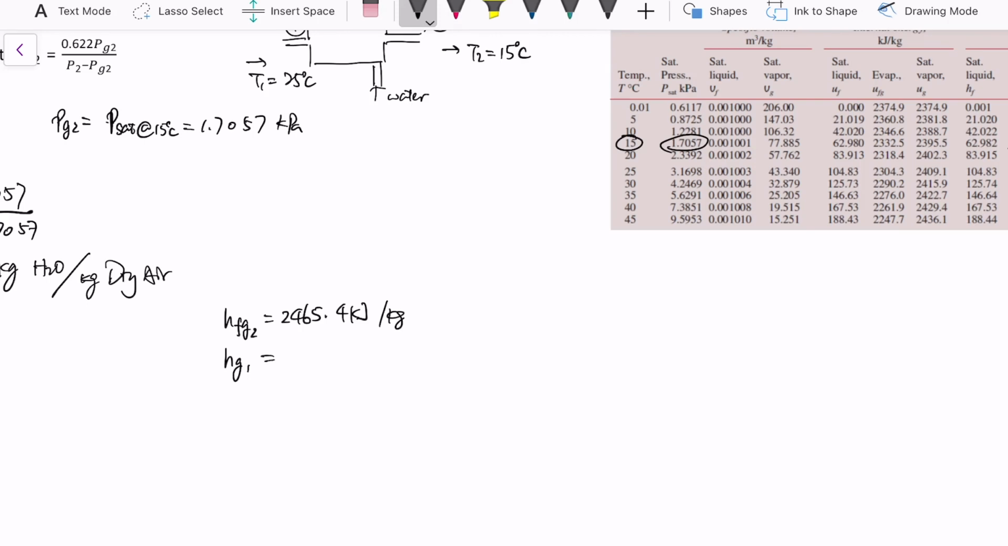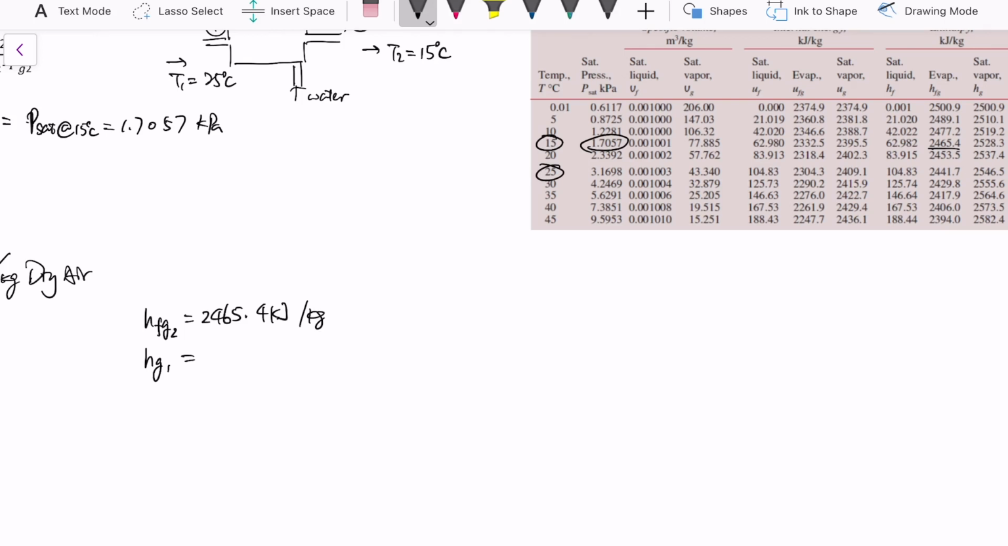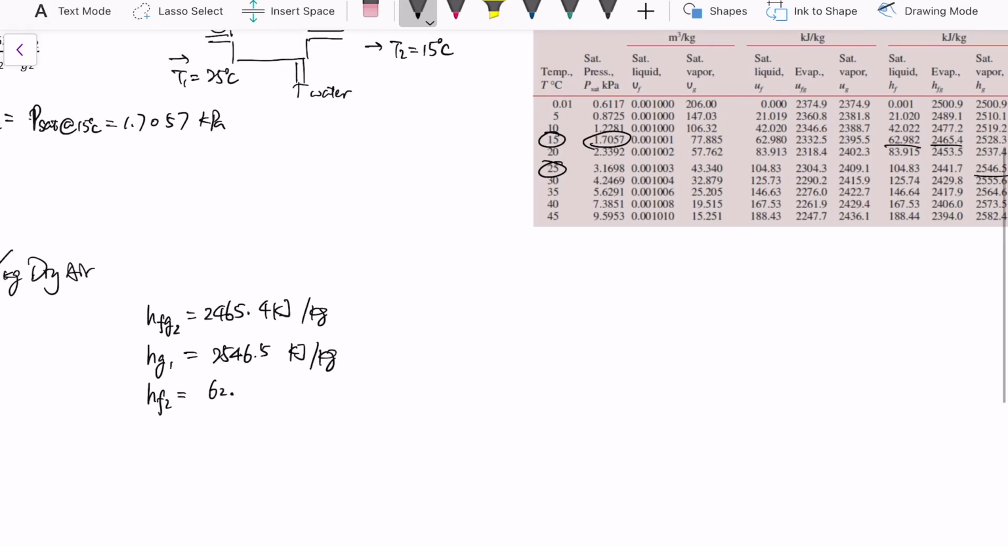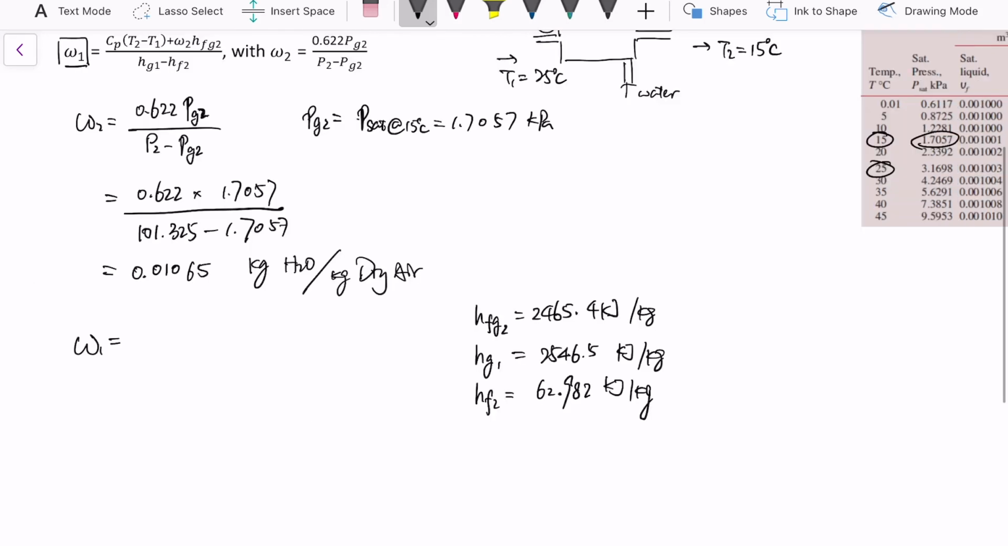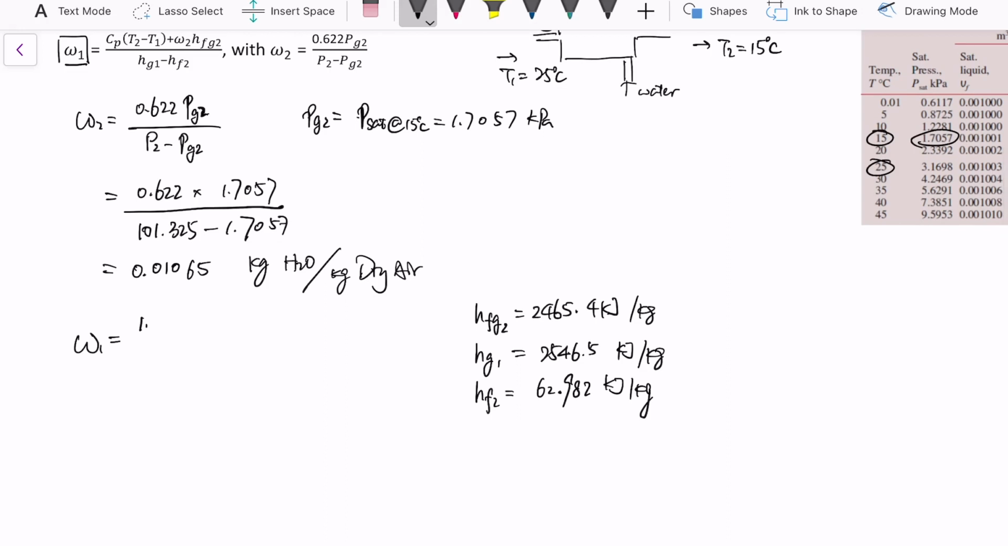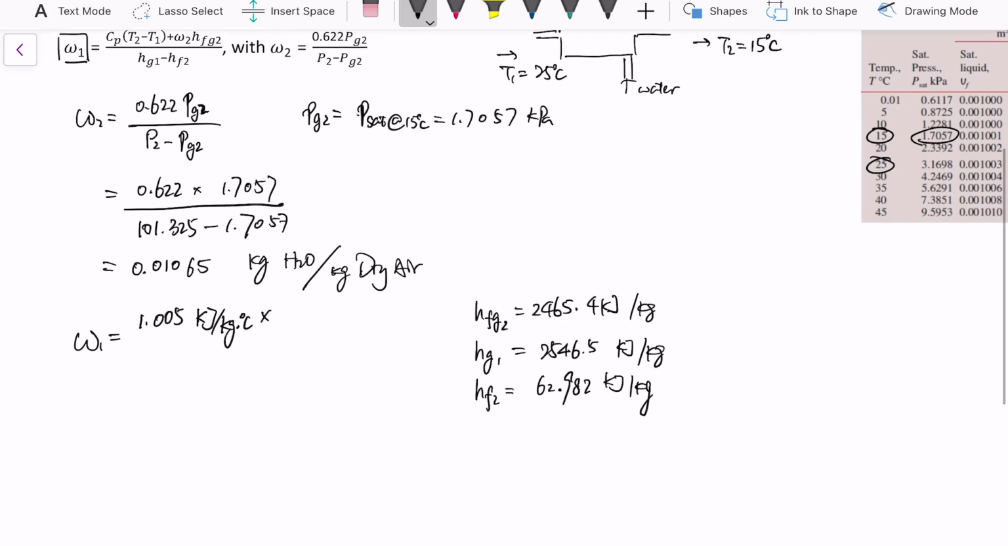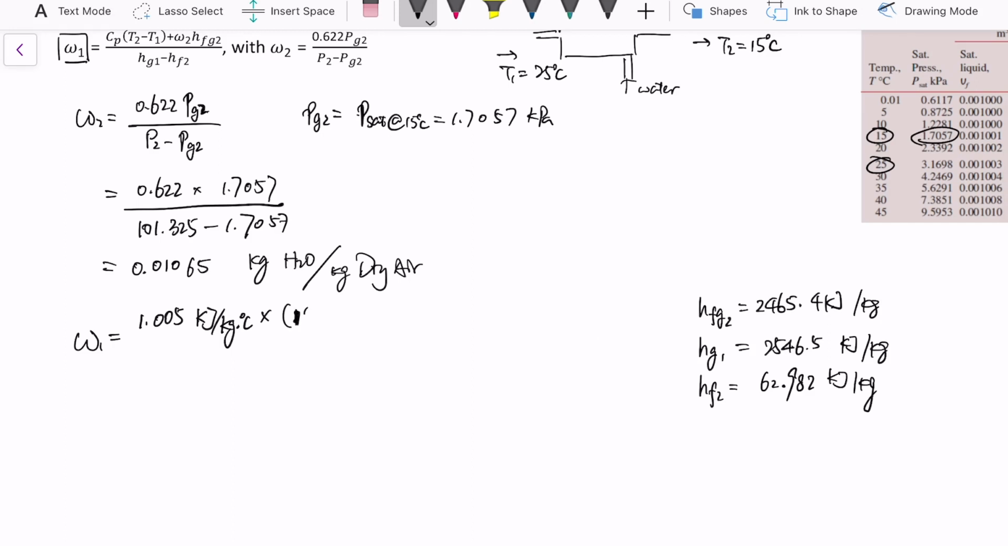We need HG1, which is 2546.5 at 25 degrees Celsius, and HF2. HF at 15 degrees Celsius is 62.982. Then we can plug in that formula. We know Cp is 1.005 kilojoule per kilogram per degree C multiplied by T2 minus T1. T2 is 15 minus 25, plus omega 2, 0.01065, multiplied by HFG2, 2465.4.